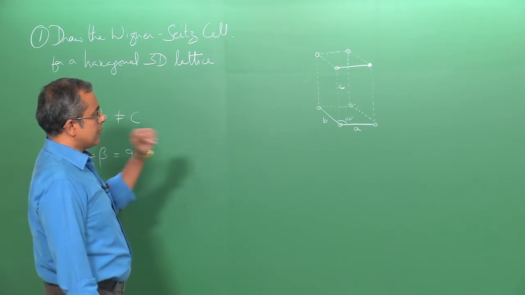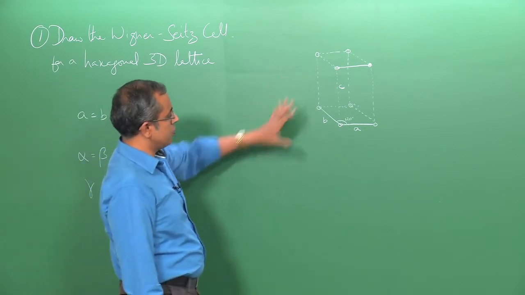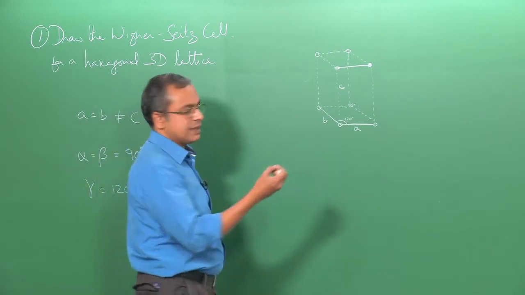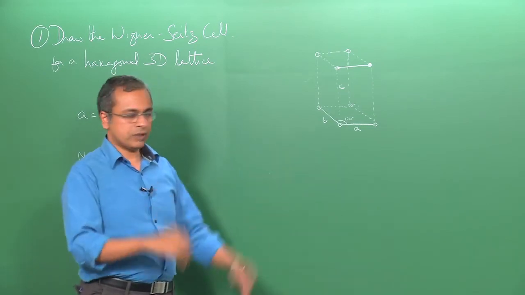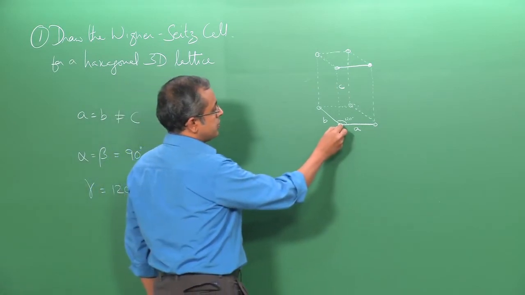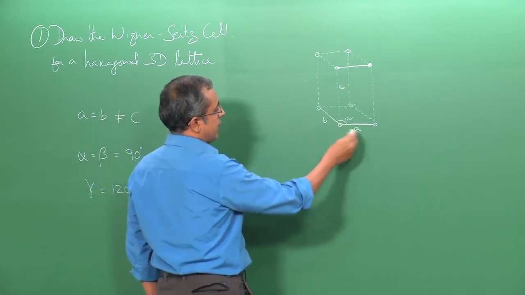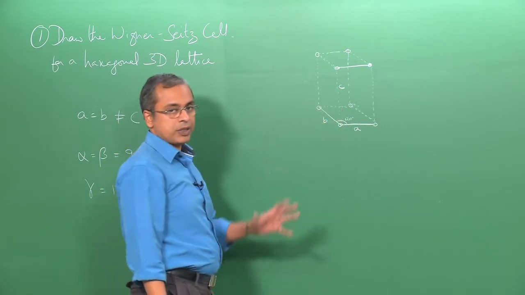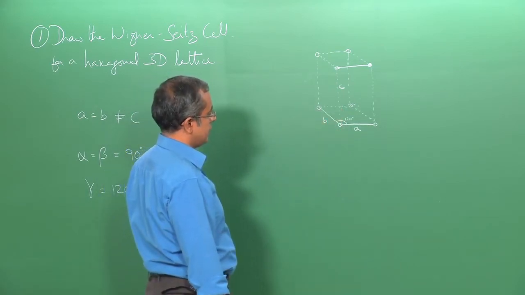As it turns out, this is not sufficient for us to complete drawing the Wigner-Seitz cell. We actually need to have one central lattice point around which we are going to draw the Wigner-Seitz cell. So, we will choose this to be our central lattice point. We have to draw enough unit cells around it so that we can get the other lattice points around which we can complete this diagram.